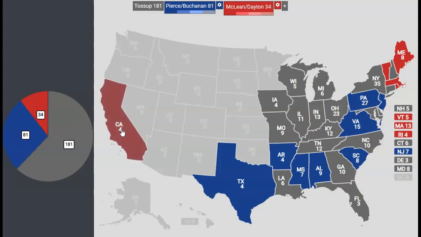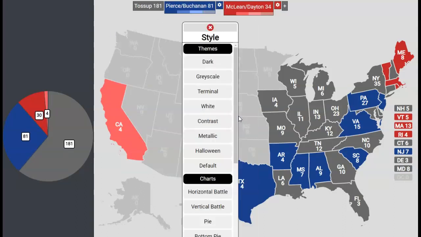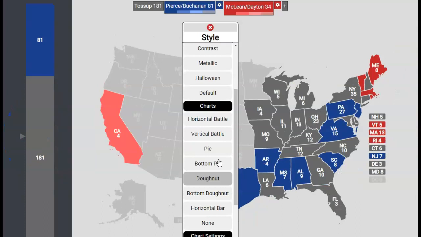California, I think that would go to John McClain by a likely margin. I think this is where California starts getting more and more closer as, oh crap, I did not mean to do that.